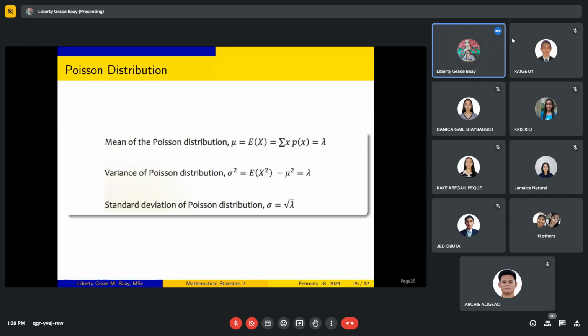Okay? So for the Poisson, the mean is just equal to the variance. So the mean of the Poisson is lambda, the variance of the Poisson is lambda, and the standard deviation is just the square root of lambda.